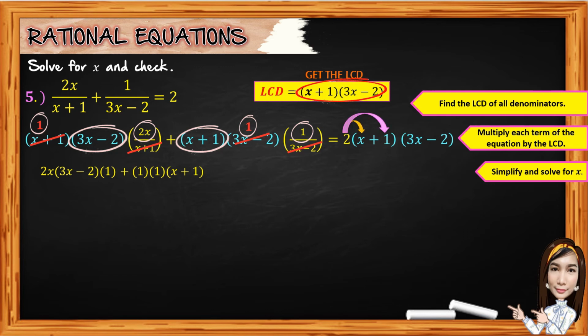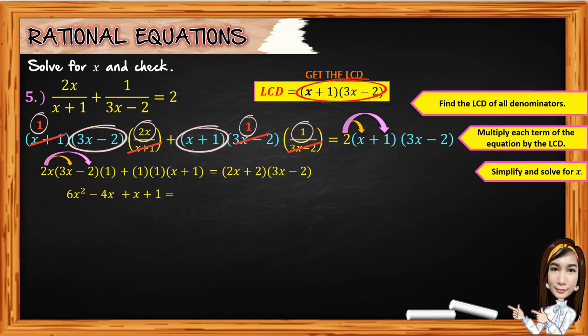And on the other side, we can distribute 2 times x is equal to 2x and 2 times 1 is equal to 2 times the quantity 3x minus 2. On the first term, use distributive property. So 2x times 3x is equal to 6x squared and 2x times negative 2 is negative 4x. 3x times 1, still we have 6x squared minus 4x. Then on the second term, 1 times 1 times the quantity x plus 1, still we have x plus 1.